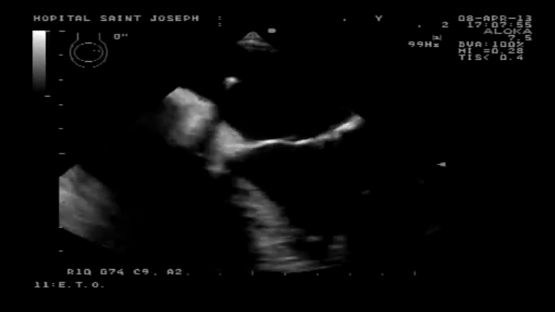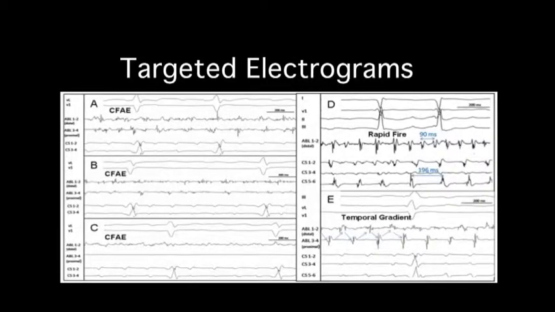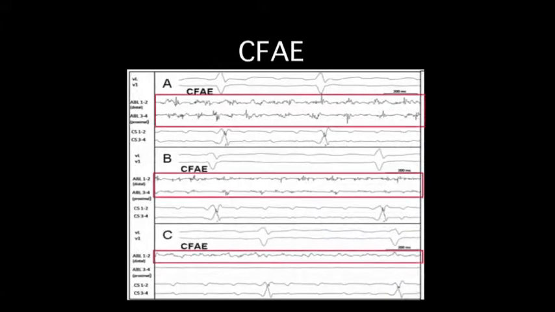I'm in the left atrium. Three different types of electrograms considered to be involved in the electrophysiological process of AFib perpetuation are targeted by ablation: CFAE, rapid fires, and temporal gradient of activation. A special attention is paid to continuous and low voltage CFAE, as you can see here.